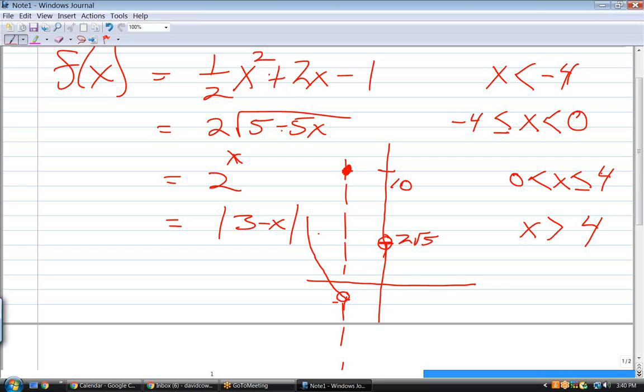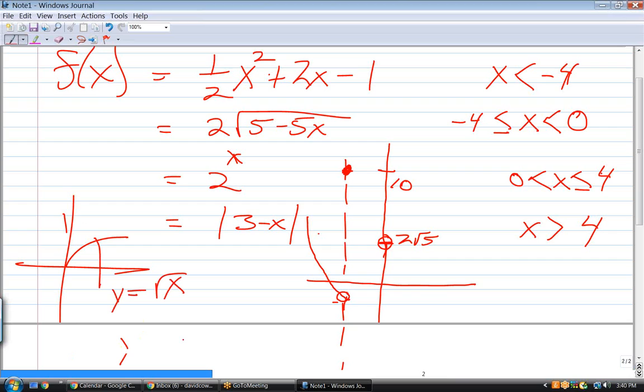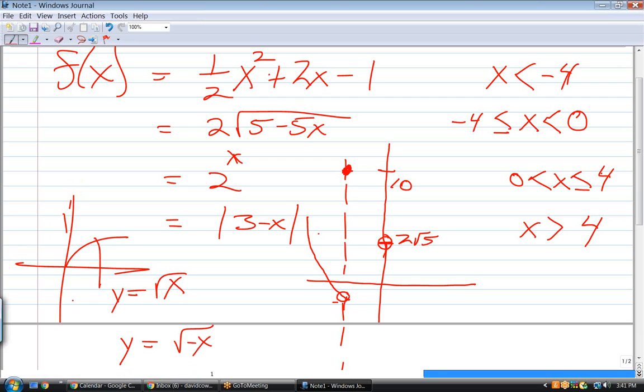And what does this function look like? Well, let's talk about what the square root function looks like. Looks like that, right? In other words, this is y equals square root of x. Well, what would y equals square root of negative x look like? It would be a reflection over the y-axis. So it would look like this.